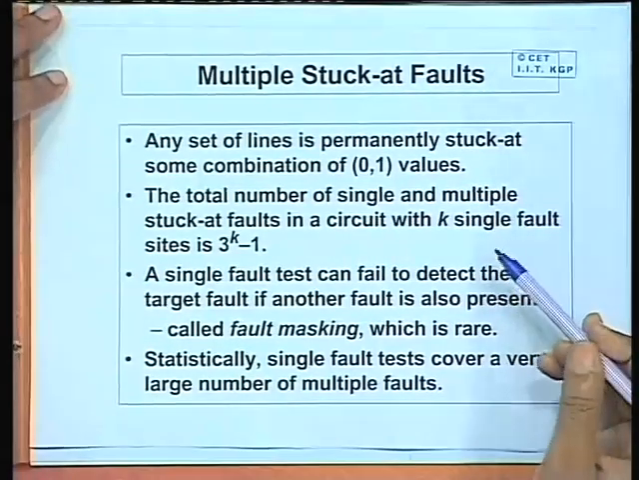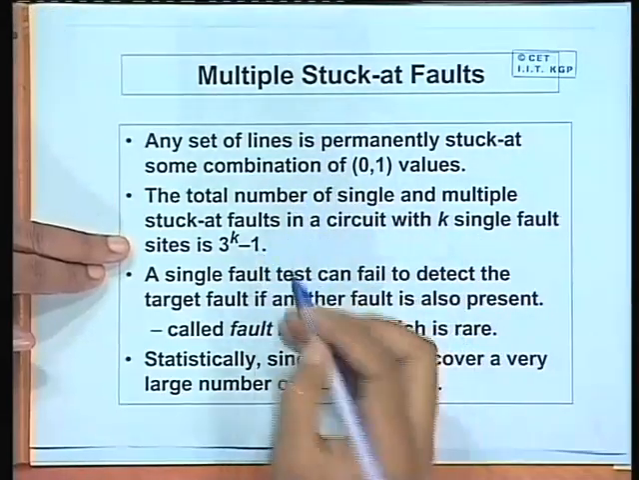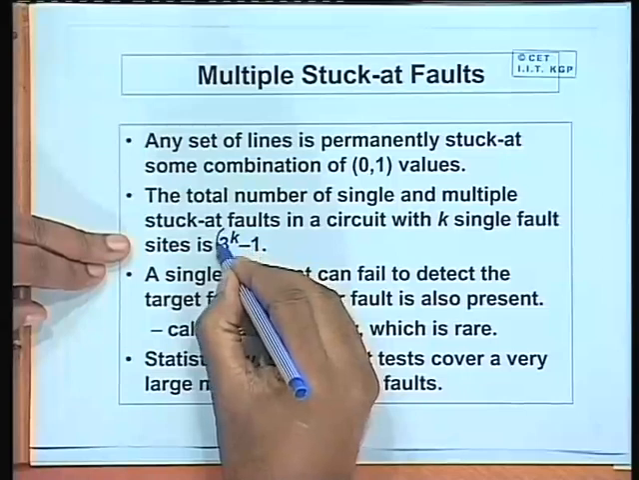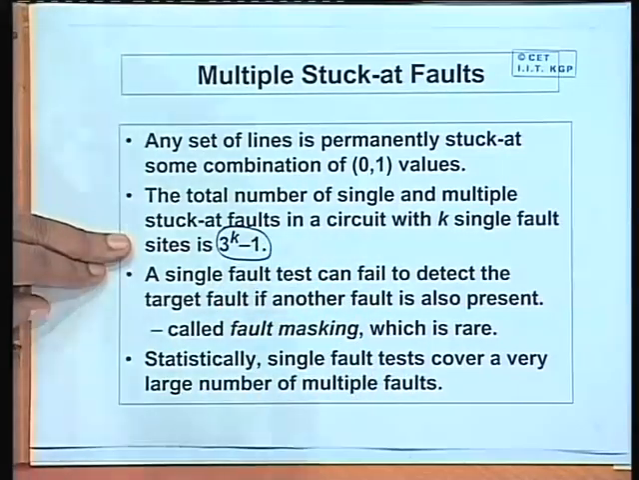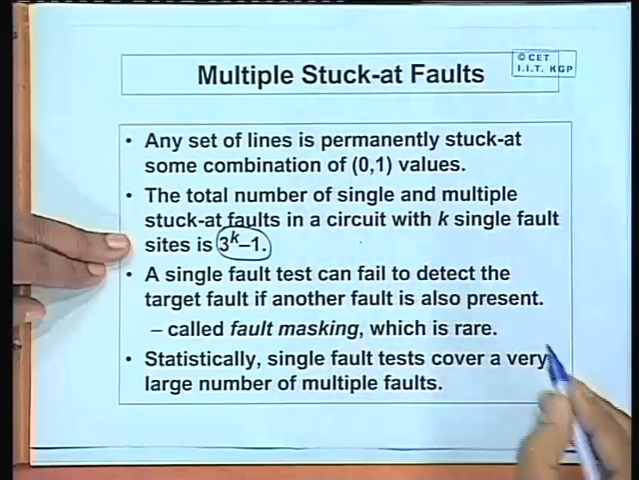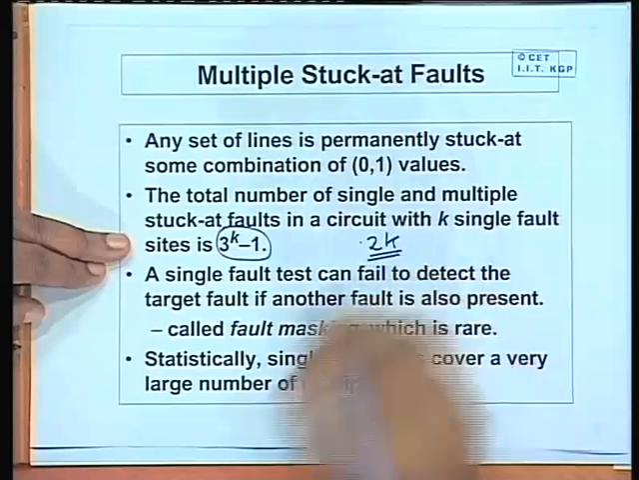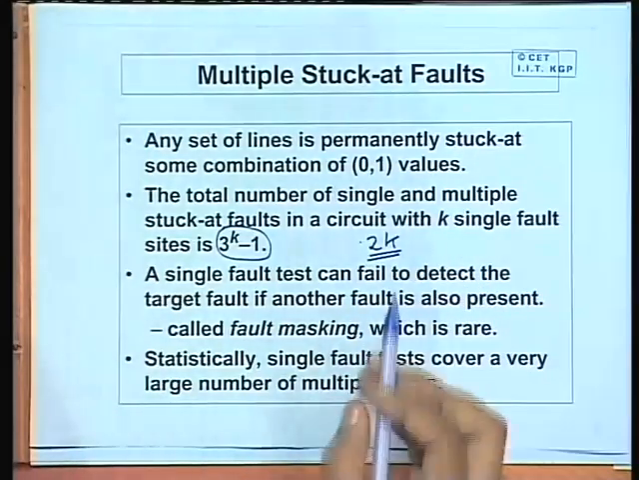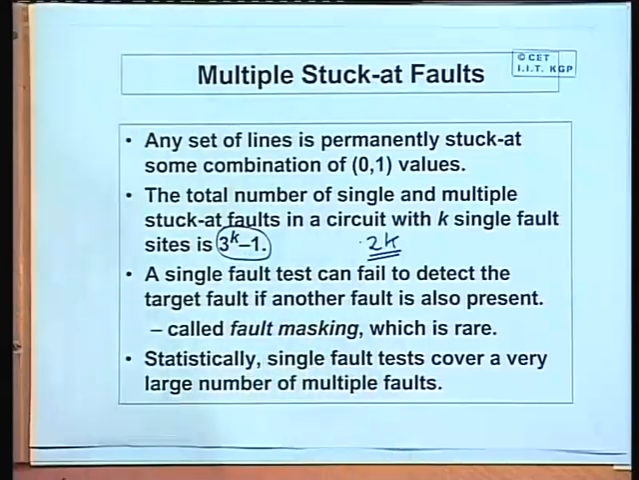Now, the point to note here is that the number of possible multiple stuck at faults is much higher as compared to single stuck at faults. The number of single stuck at faults is only 2k. In contrast, the number of multiple stuck at faults is 3 to the power k minus 1. How is this number coming?